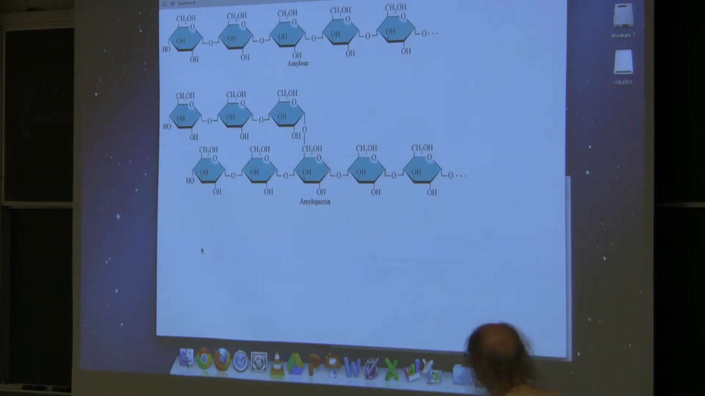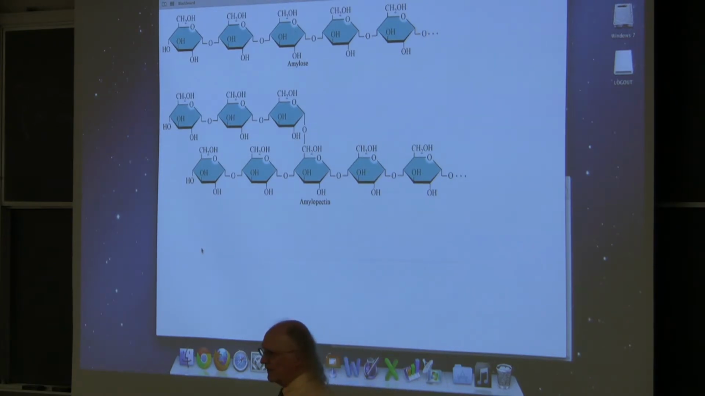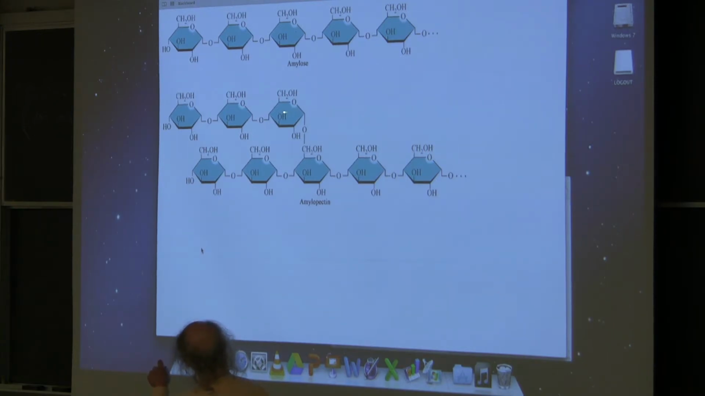How does it differ? Well, if we look at amylopectin, along the bottom line right here, we see alpha 1,4, alpha 1,4, alpha 1,4, alpha 1,4. Everything there is like amylose. If we look at the top line up here, we would also see alpha 1,4, alpha 1,4, alpha 1,4. Most of amylopectin looks just like amylose, the difference being that we see a branch. We don't see any branches up here.